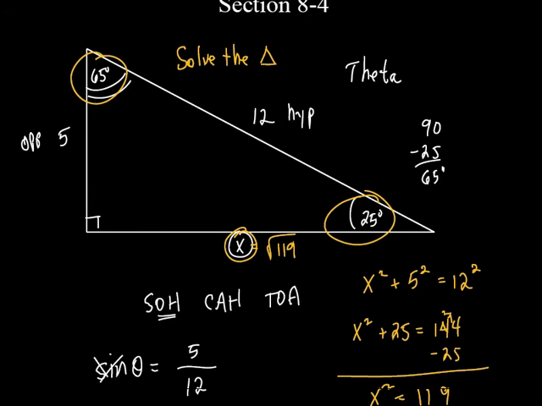okay? But what if we had a situation where we only knew one side of the right triangle, but we knew one of the other angles?